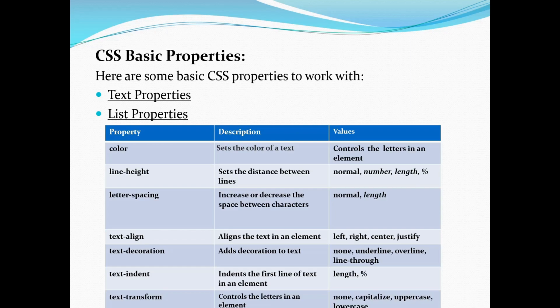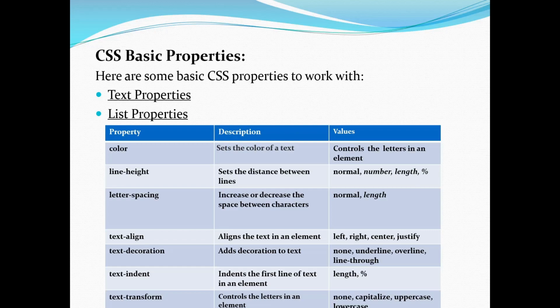So the first one is CSS Basic Properties. In that we have the first one, text. What all things you can do on your text, I'll explain with the help of these properties. First, you can change the color. If you want to change the color of your text, you're going to use the color property.